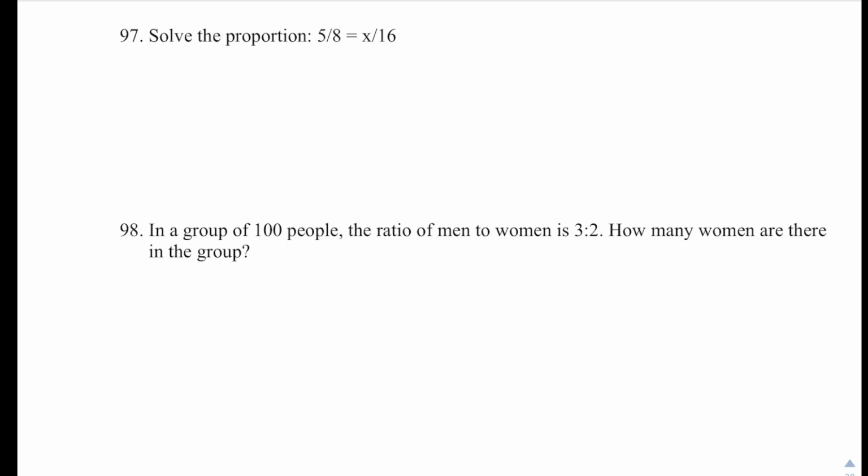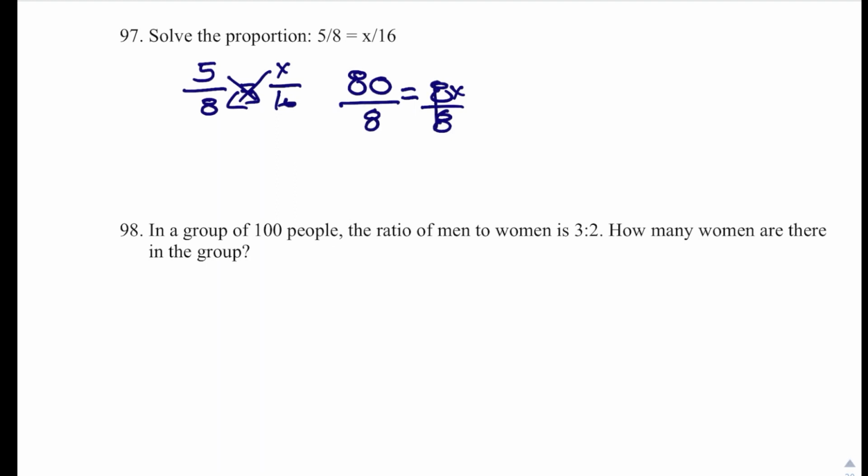Solve the proportion 5/8 equals x over 16. So we're going to cross multiply. So we have 5/8 equals x over 16. We're going to cross multiply like this. So we have 80, because 5 times 16 is 80, equals 8x. Then we're going to divide each side by 8. We're going to get x equals 10.